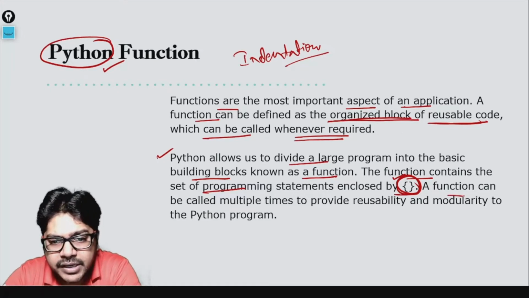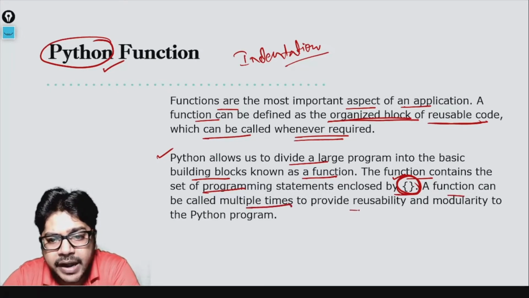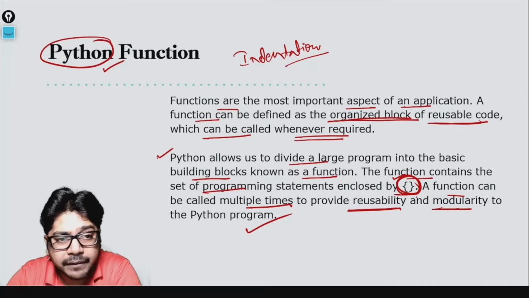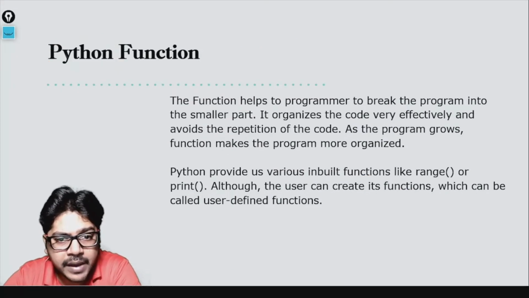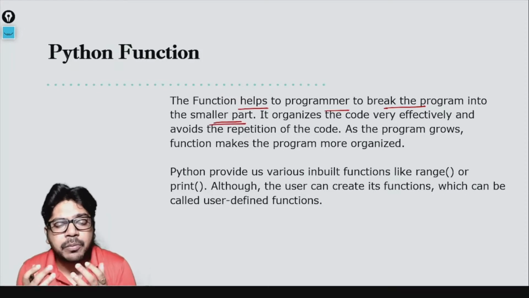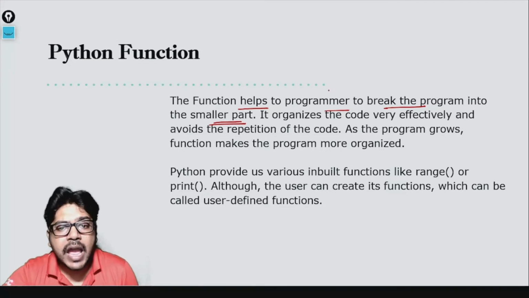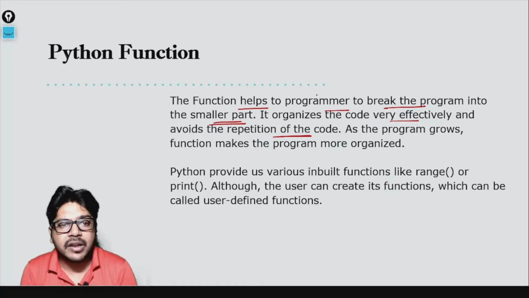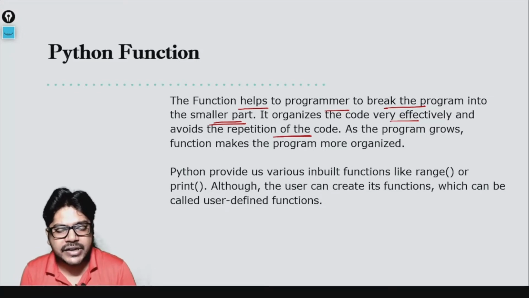So a function can be called multiple times to provide reusability and modularity to the Python program. The function is a reusable component. The function helps the programmer to break a large program into smaller parts, and it organizes the code very effectively and avoids repetition of the code. Now how does it avoid repetition? Let's try to understand that.